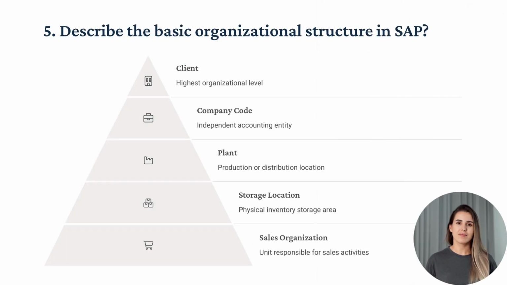5. Can you describe the basic organizational structure in SAP? This can be explained clearly by looking at the basic structure. It starts with the client, followed by company code, plant, storage location, and sales organization, depending on the module. These elements define the framework within which business transactions are processed in SAP.